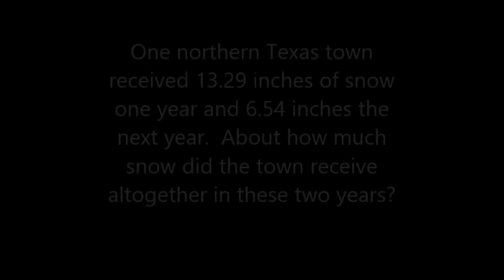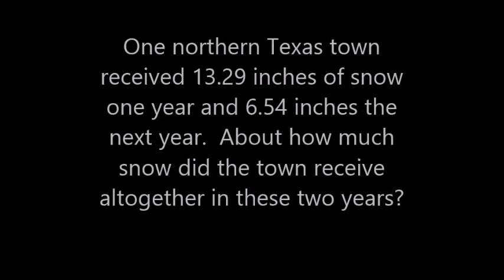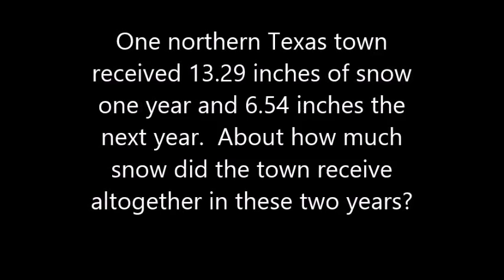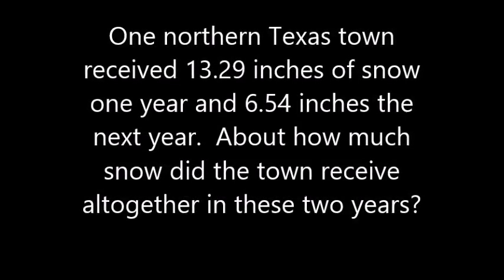So now we're in our PBIL section. Make sure you're there with me and write down everything that I write, okay? I'm going to start off just by reading our problem. And here's what it says. One northern town received 13 29/100ths of an inch of snow one year and 6 54/100ths of an inch the next year. About how much snow did the town receive altogether in these 2 years?